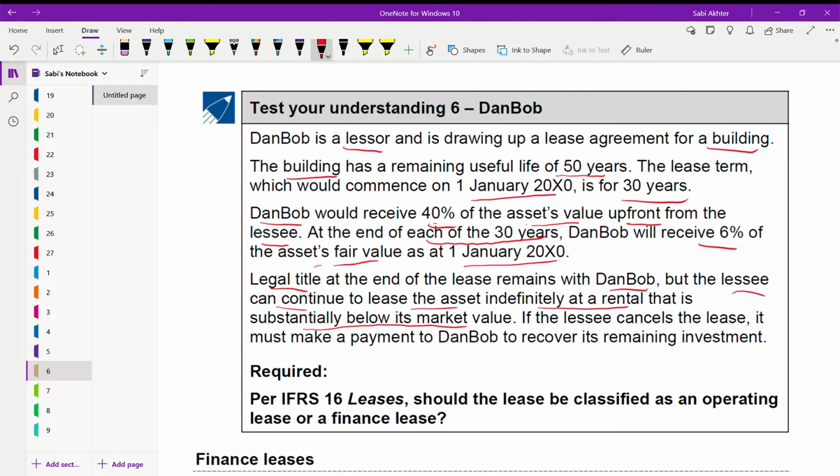If the lessee cancels the lease, it must make a payment to Danbob to recover its remaining investment. As per IFRS 16, should the lease be classified as operating or finance? Right. This is the reason why they are giving so much information regarding who has the ownership, who is having the risk, and what the year of the lease is versus the remaining useful life of the building, for you to identify whether it's an operating or finance lease.